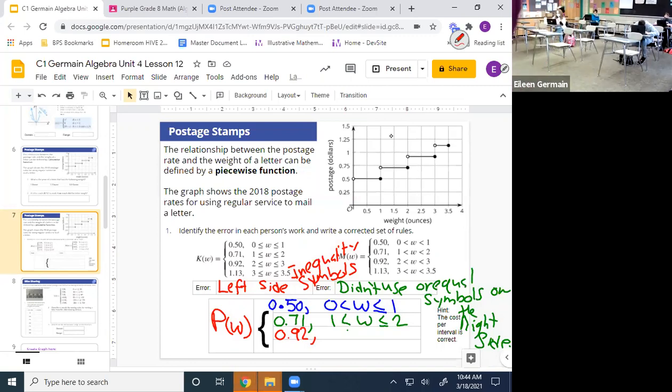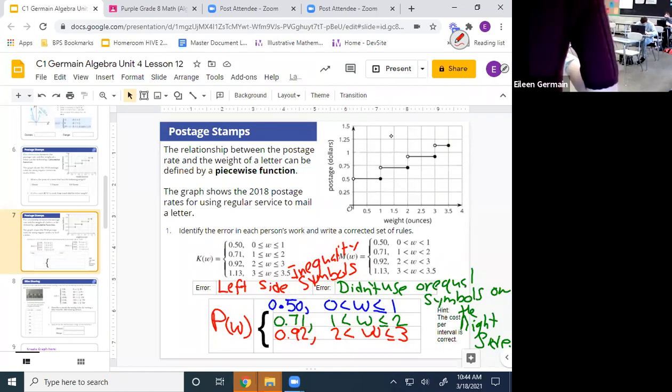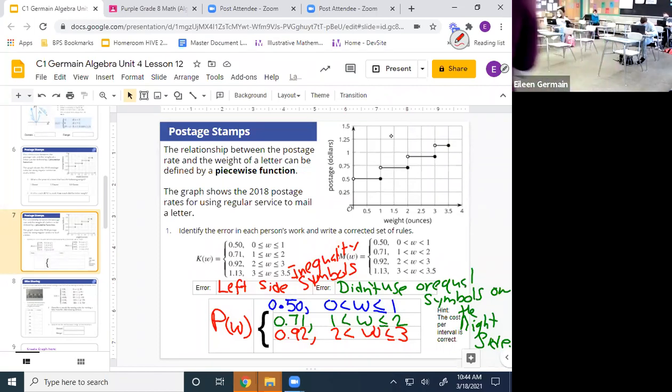2 is less than W is less than. Okay. Once again, she put that less than first because it's an open dot, less than or equal to because it is a closed dot. Very good. Or the 2 is less than or equal to the W. Very good. Or less than.